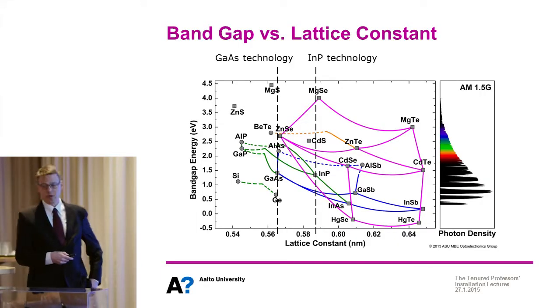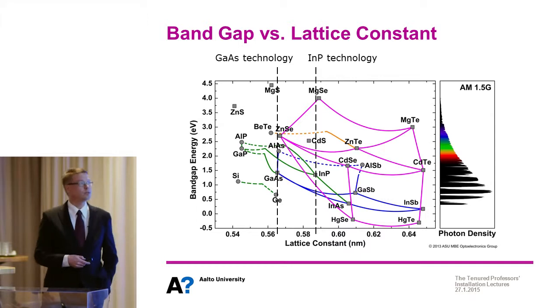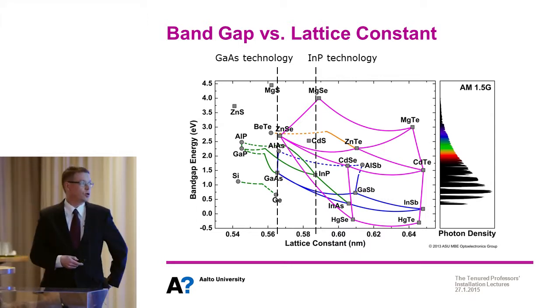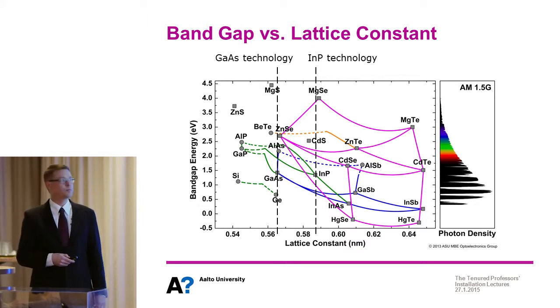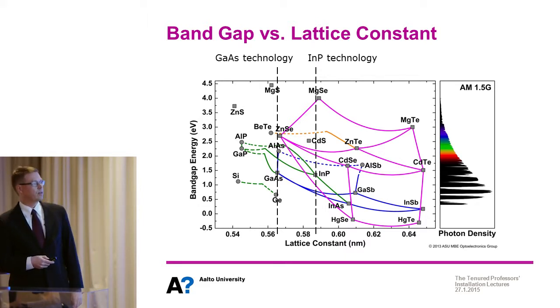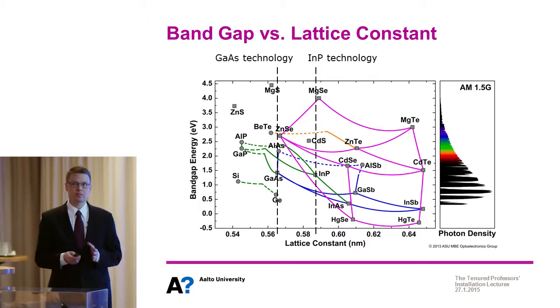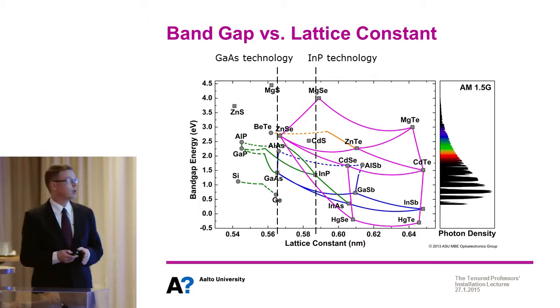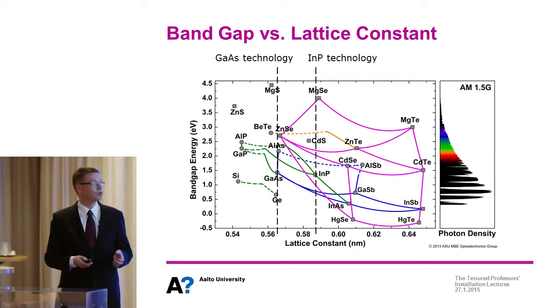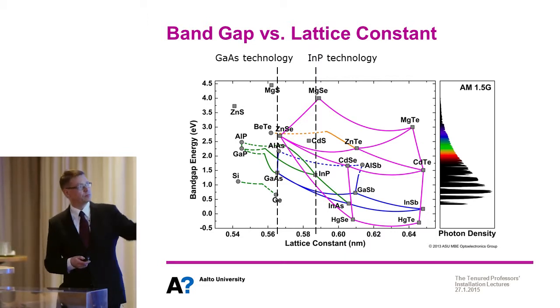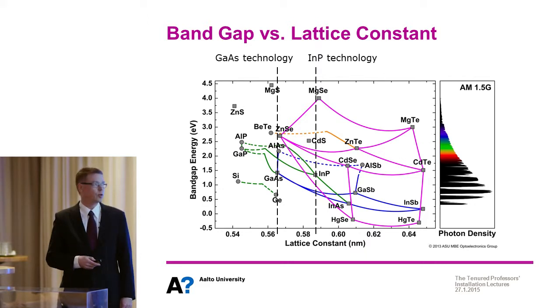And this is a very important table in optoelectronics. This figure shows different 3-5 and 2-6 materials, and what their lattice constant is, coming from the crystal structure, and the band gap energy, coming from the energy structure. And this is compared to the solar spectrum on the right.